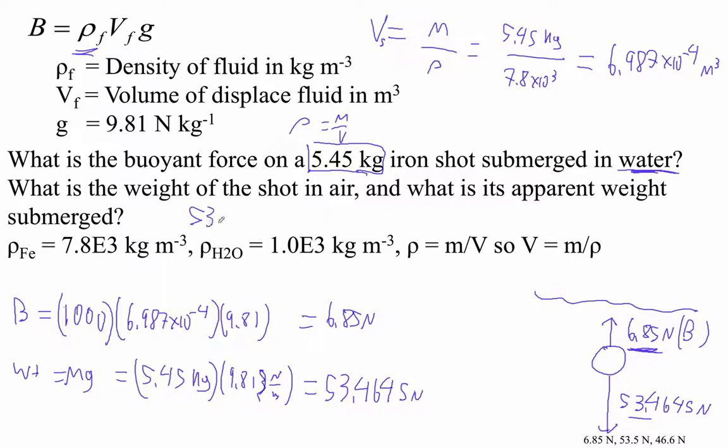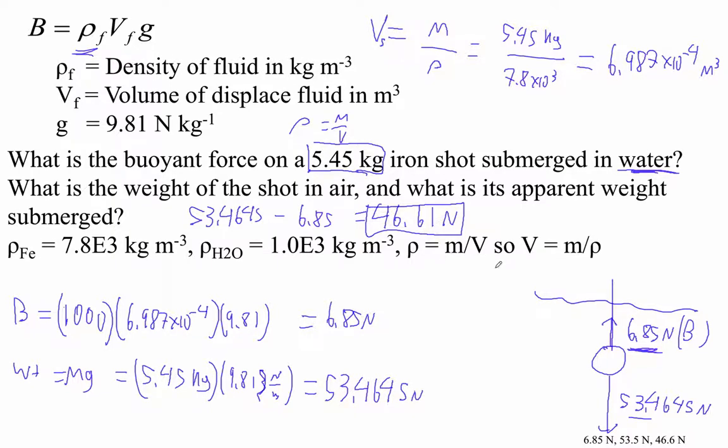It's 53.4645 minus that 6.85 is 46.61 newtons. That's its apparent weight, right? So if you had a string, if I said I'm holding this by a string, that string would have a tension of 46.6 newtons on it, right?